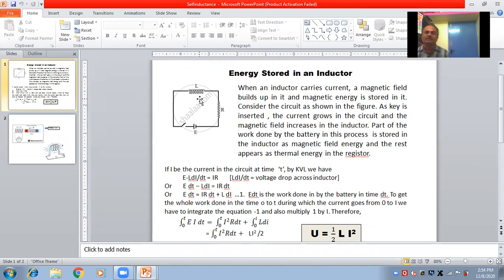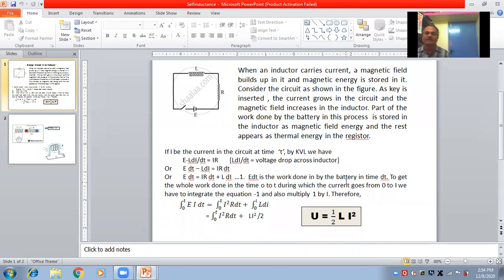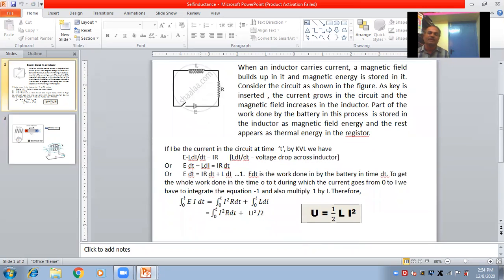The power supplied is partially taken by the resistor and partially taken by the inductor. The energy consumed by the resistor is simply dissipated as heat, but the energy consumed by the inductor is stored in it as magnetic energy. For that, we will have this expression. If I is the current in the circuit at a time t, then by KVL.